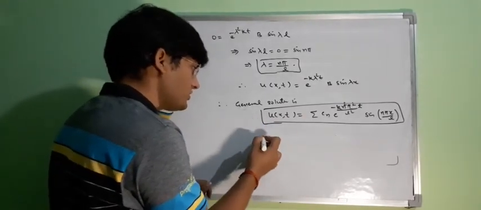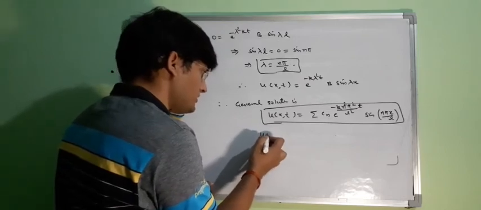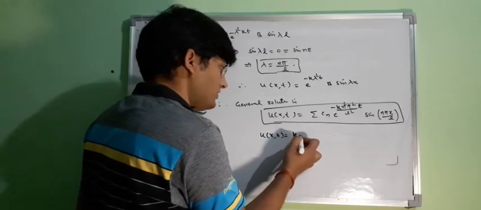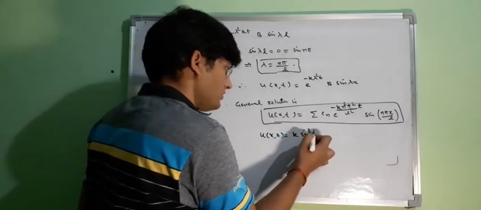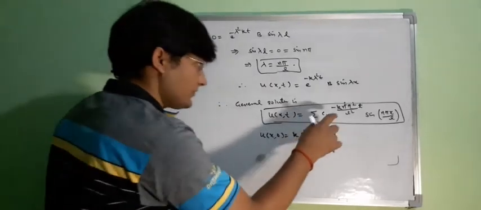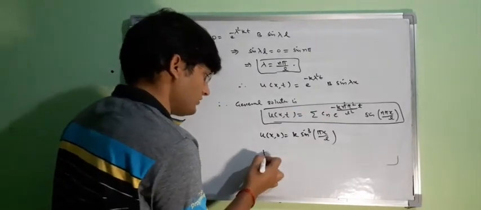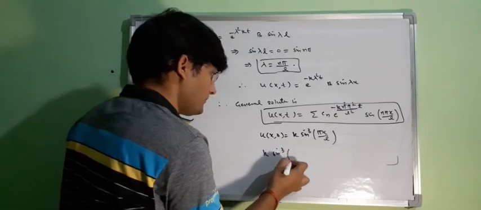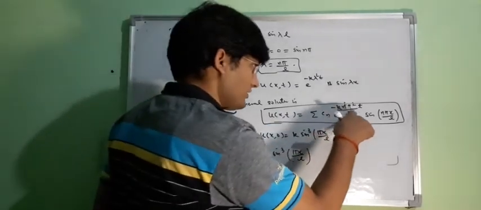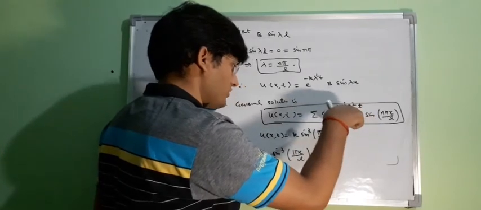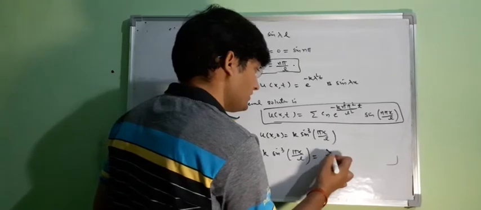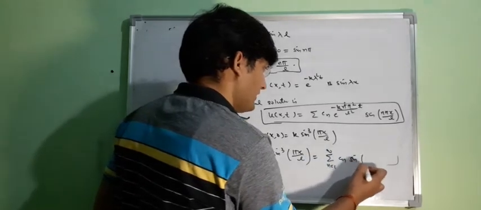So for the first question, u(x,0) is equal to k times sin cube pi x upon L. So if t is 0, then the left hand side will be k sin cube pi x upon L, and on the right hand side, if t is 0, this will be e to power 0, that is 1, and we will have the sum from n equal to 1 to infinity of c n sin n pi x upon L.